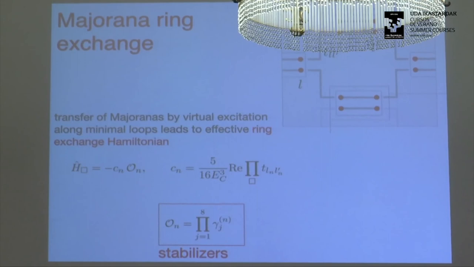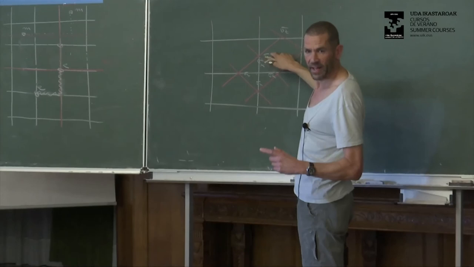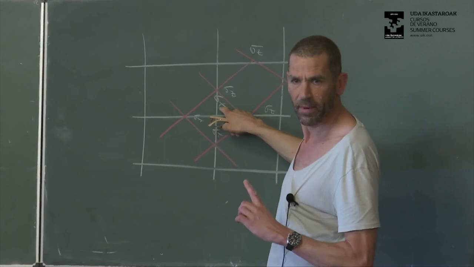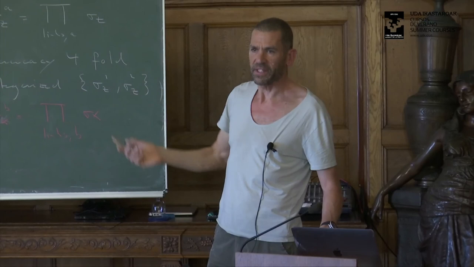Now, this product of Majoranas, depending on which cell you take, acts either like sigma z, sigma z, sigma z, or sigma x, sigma x, sigma x on the neighboring sides. So this builds the plaquettes of the code. And then you can basically connect networks. That is now the full surface code or stabilizer code, and you understand it slightly.